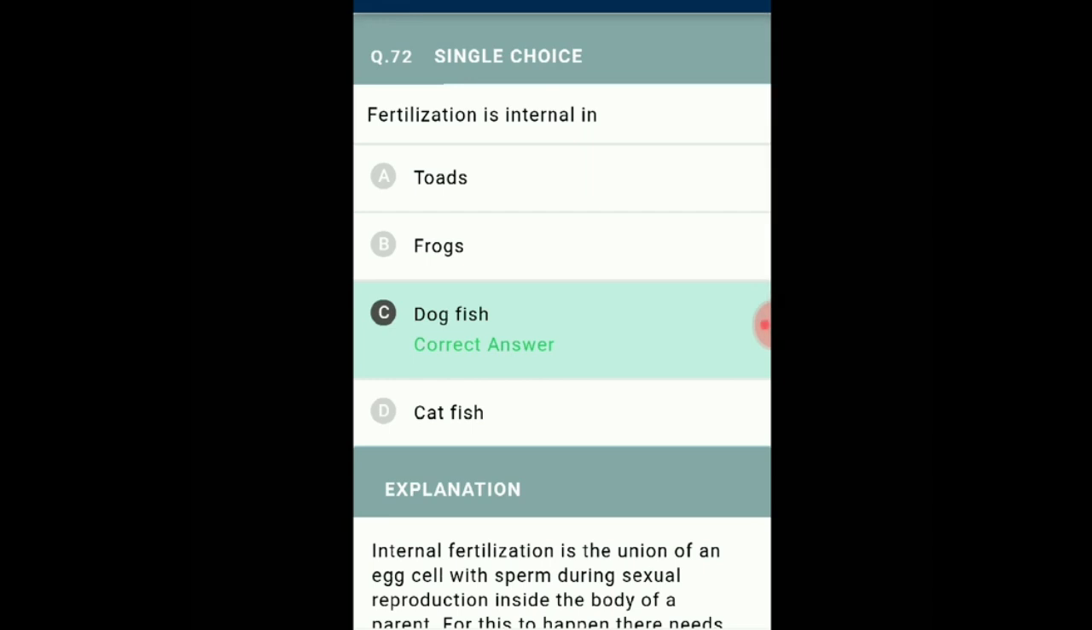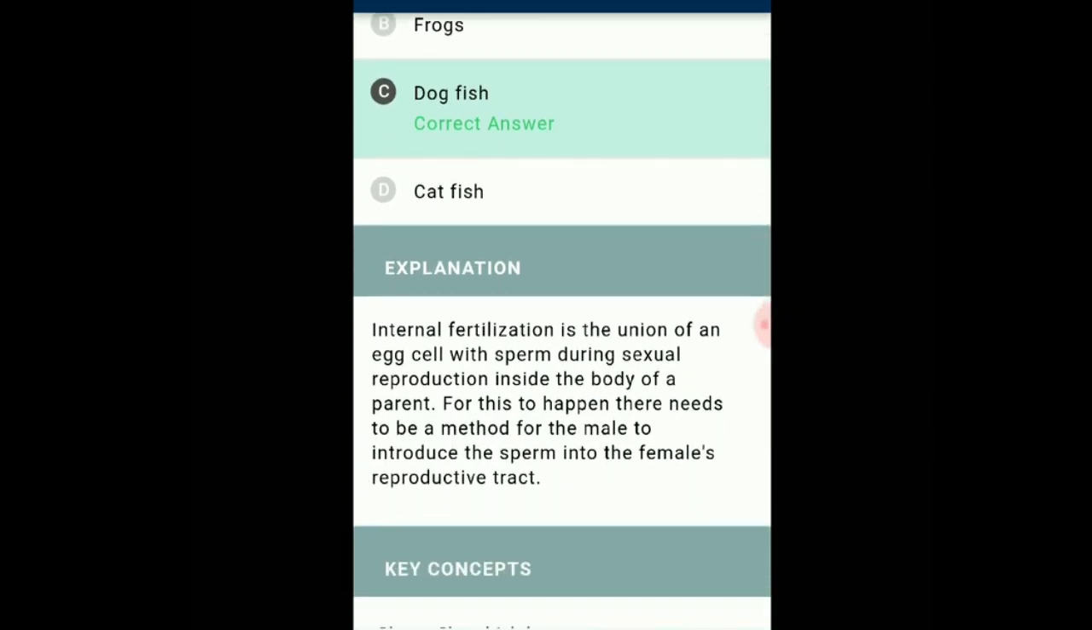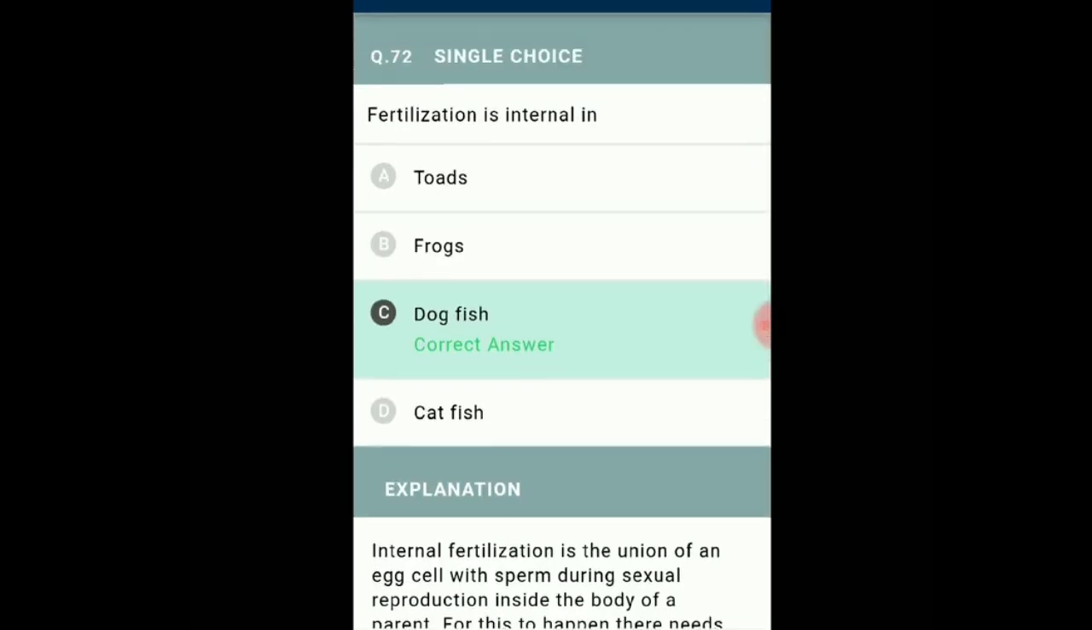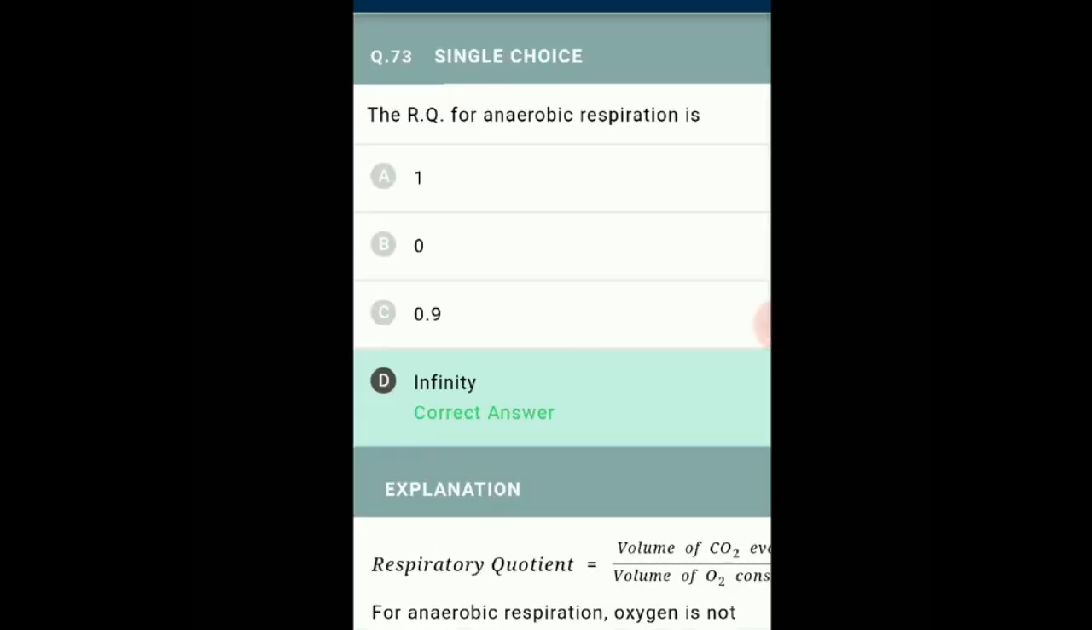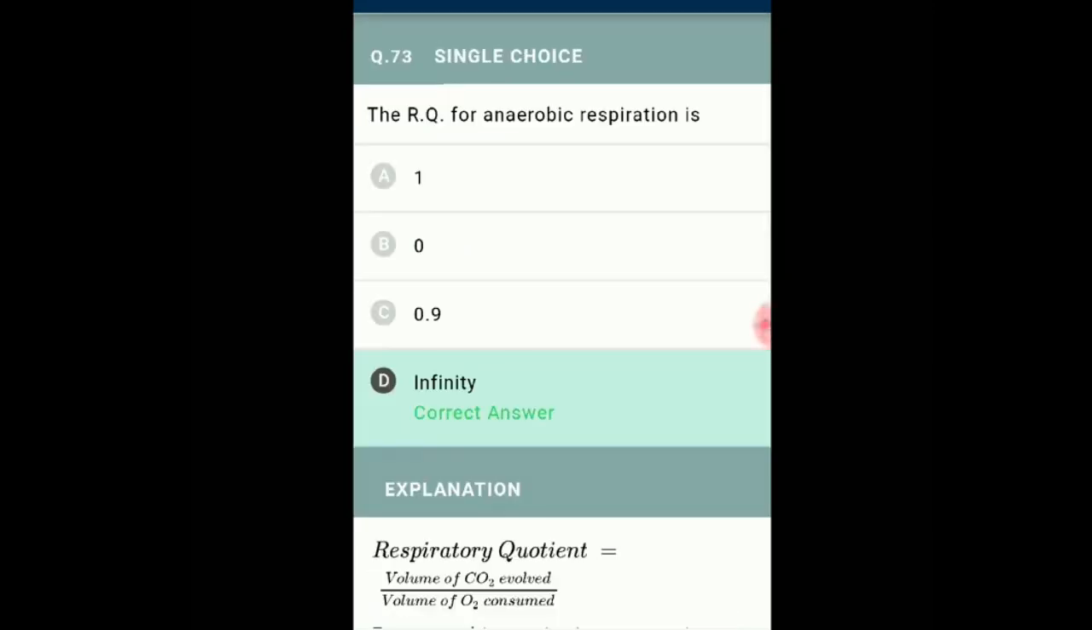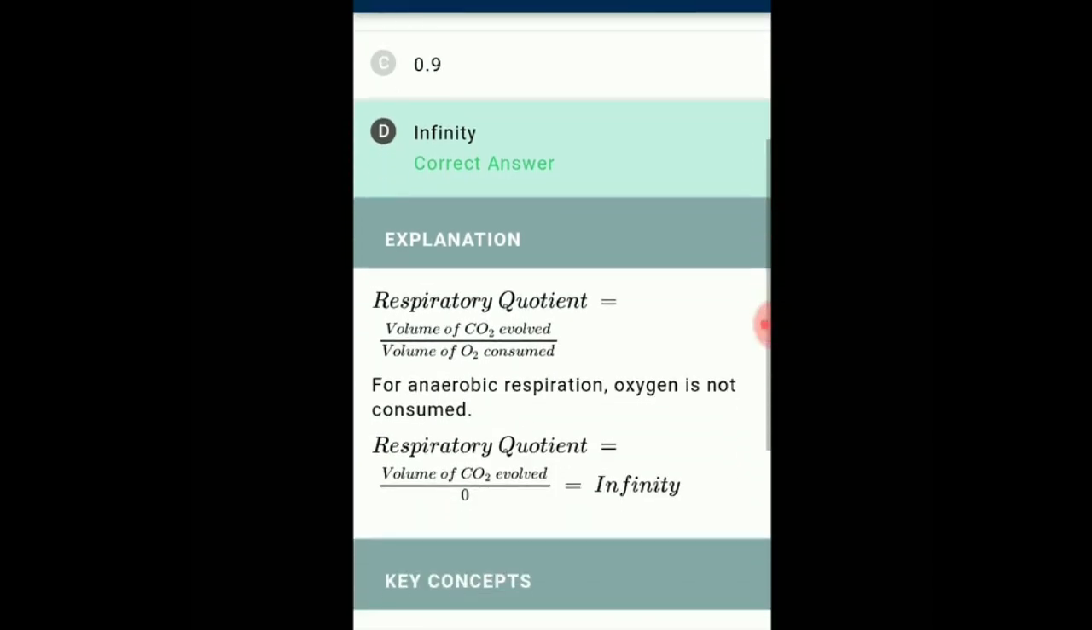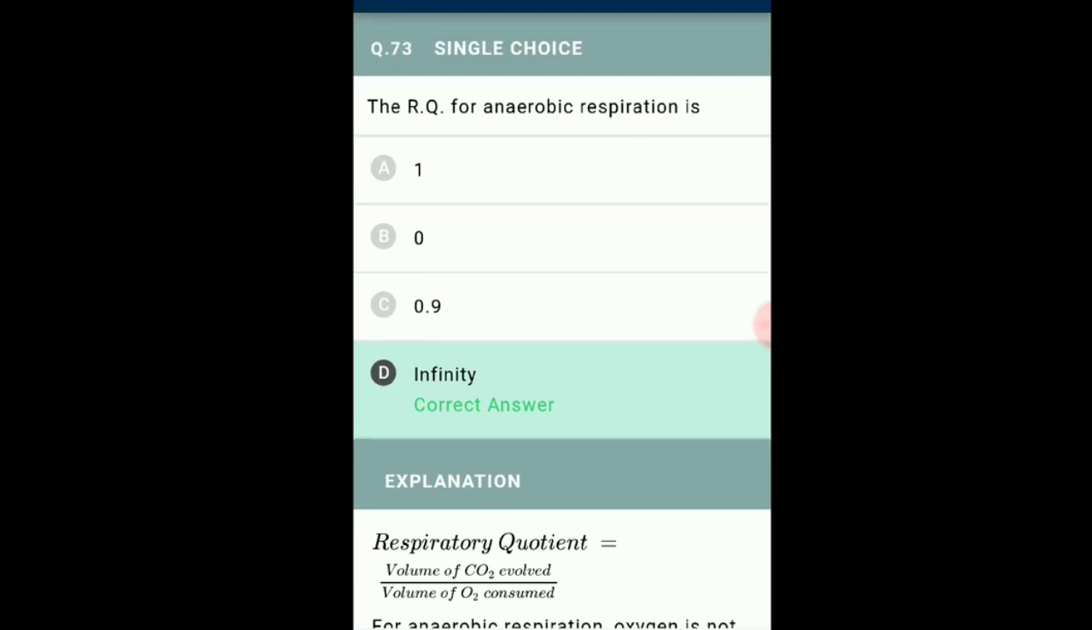Question number 72. Fertilization is internal in. Internal fertilization is the union of an egg with a sperm during sexual reproduction inside the body of the parent, that takes place in dogfishes. So the answer is option C. Question number 73. The respiratory quotient for anaerobic respiration is. During anaerobic respiration, carbon dioxide is given out without consuming oxygen. So the respiratory quotient is infinity. So the answer is option D, infinity.